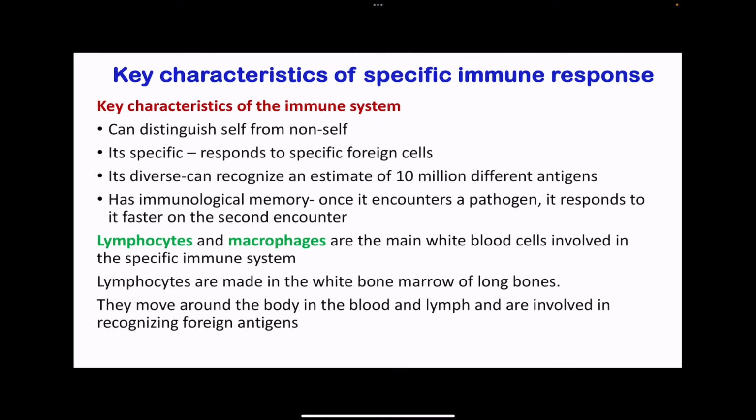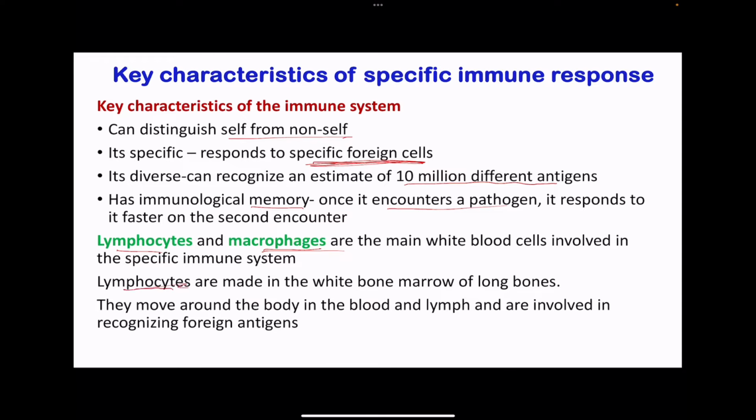Here the key characteristics of specific immune response include: it can distinguish self from non-self, and it's specific, meaning it responds to only specific foreign antigens. It is diverse, meaning it can recognize more than 10 million different antigens, and it has immunological memory, of course talking about memory cells, meaning once it encounters a specific pathogen, it will respond faster on second encounter during secondary immune response. Lymphocytes and macrophages are the main white blood cells involved in specific immune response.